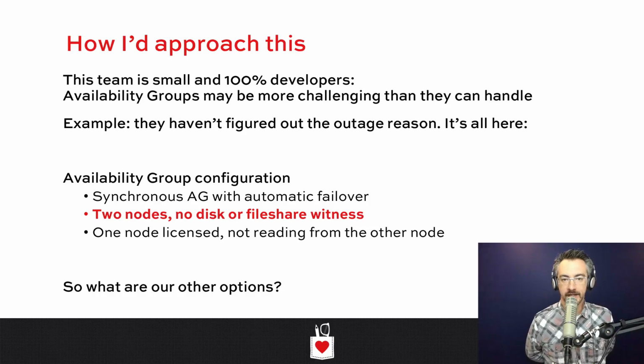The answers were right there. The reason that this thing is flapping back and forth is I have 2 nodes in this availability group, and that's it. There's no witness, whether it's in the form of shared disk, which they don't own, or some kind of file share witness. File share witness being some reliable file server somewhere, which they probably do have. They didn't set up quorum correctly.